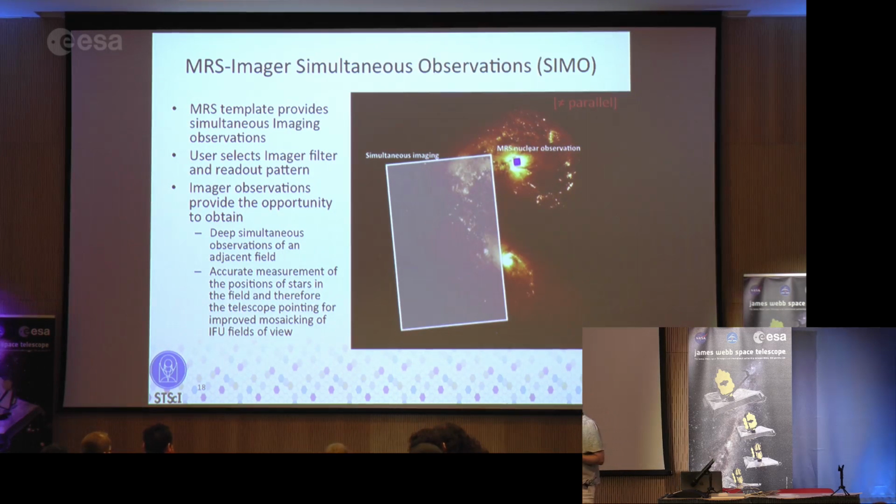Another thing I wanted to point out for you about MIRI is that the MRS has a relatively small field of view, and it's possible within the MRS template to obtain simultaneous MIRI imaging. So this is important for a couple reasons. One is you can imagine it's efficient to get science imaging observations at the same time as you obtain your spectra. But another consideration is that you may want to mosaic a field of IFU pointings together. And so by observing simultaneously with the imager, you can better reconstruct the pointing of the telescope by making astrometric measurements of stars in the field.